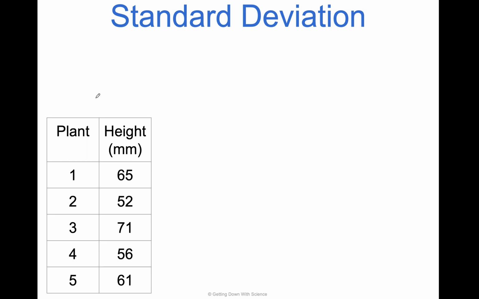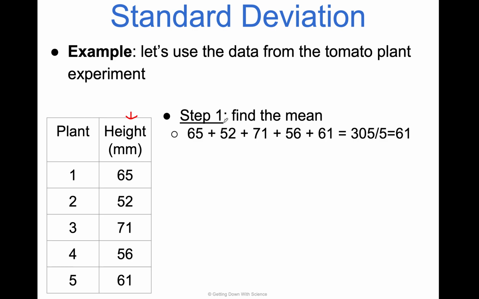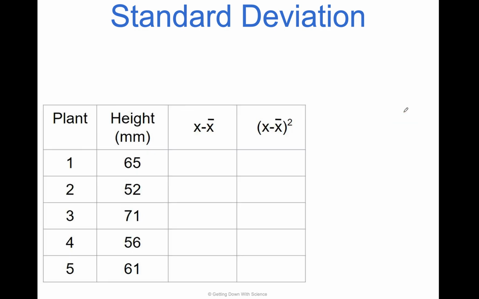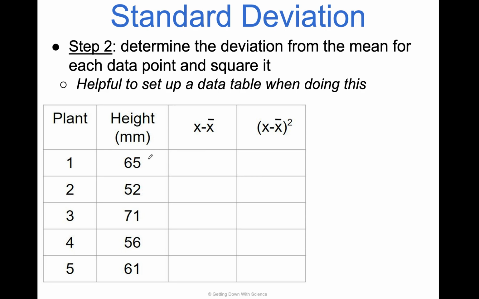Let's practice. Here we are back with our plants. We're going to use the data from the tomato plant experiment. So first step, we're going to find the mean of all these heights right here. Okay? Remember, it's 61. We did that in the earlier example. Step 2, determine the deviation from the mean for each data point and square it. So it's helpful to set up a table like this. 65, which is the value here, minus 61, which is your mean, equals 4. 4 squared is 16. And you're going to do this all the way down the line.